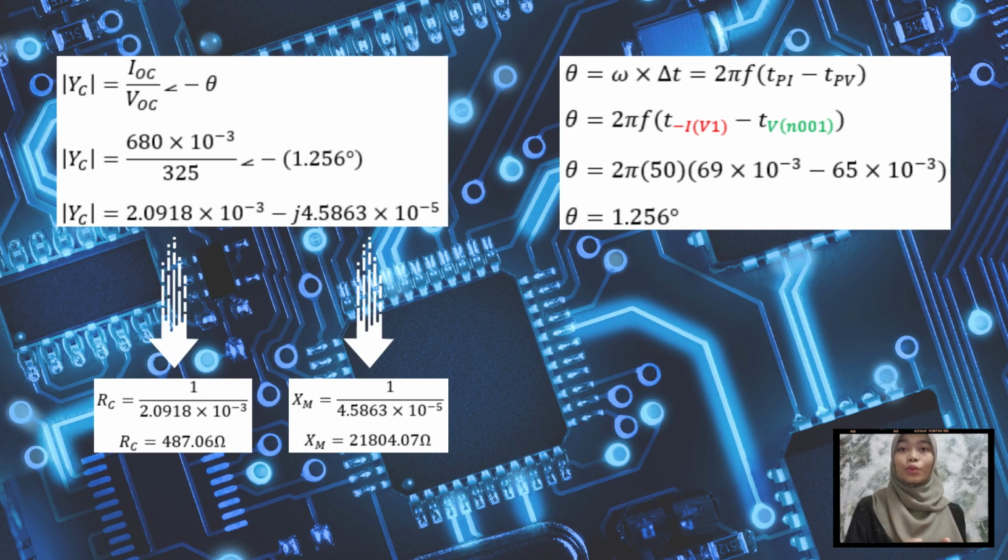So from the values, we can get RC by inverting the value, which is RC equal to 1 over 2.098 times 10 to the power of negative 3, and we get RC equal to 487.06 ohm. And for XM equal to 1 over 4.5863 times 10 to the power of negative 5, we get XM equal to 21,804.07 ohm.